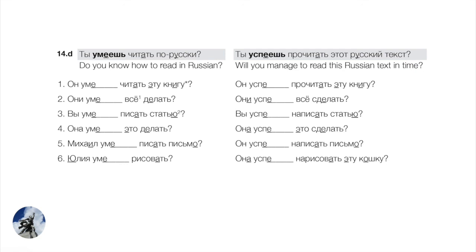Let's imagine, maybe it's a school assignment. Она успеет нарисовать эту кошку. Again, we see that this verb успеть is followed by an infinitive, much like in English. In Russian, generally speaking, uses of the infinitive mirror English very closely. Look back at example two. Успеешь прочитать? Will you manage to read? In English we get an infinitive, and in Russian we do as well. Ты успеешь прочитать?